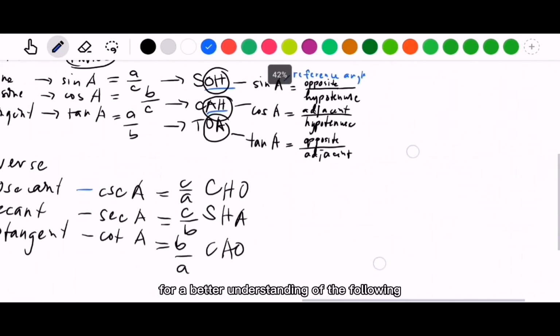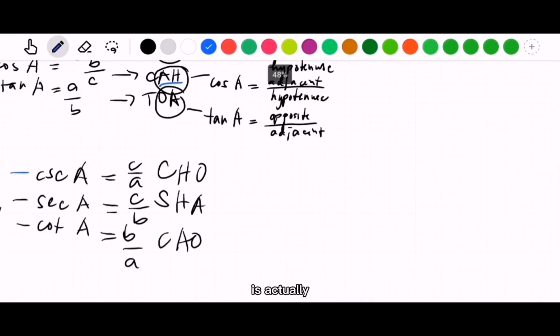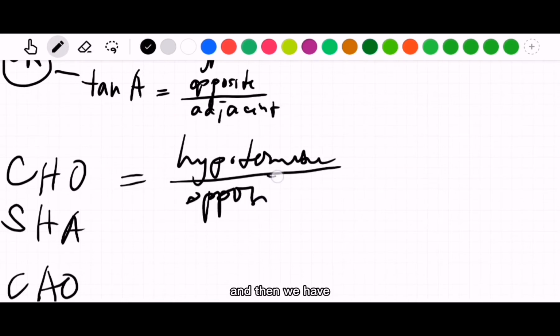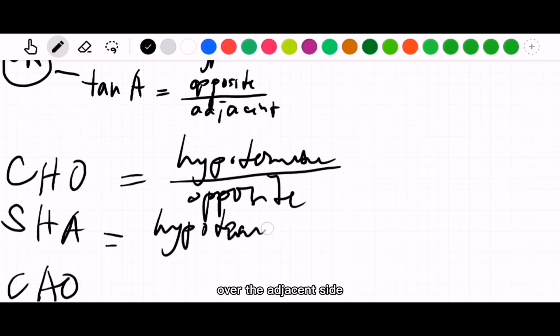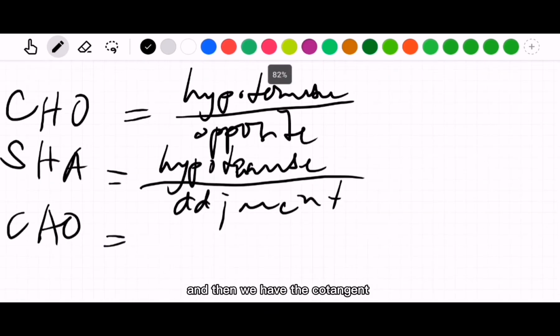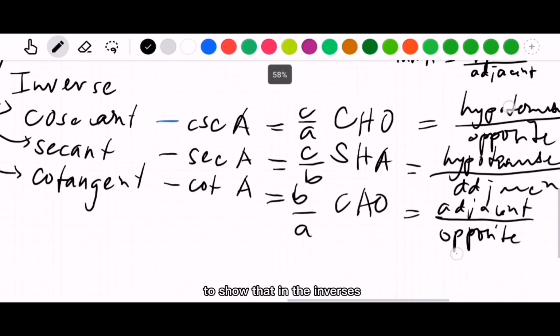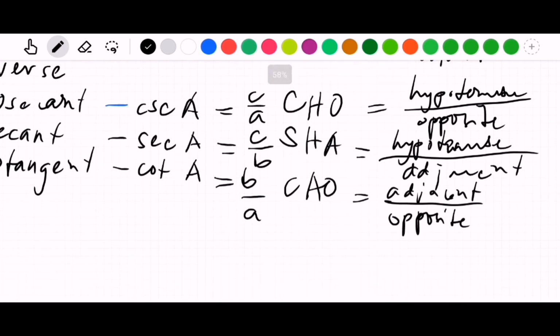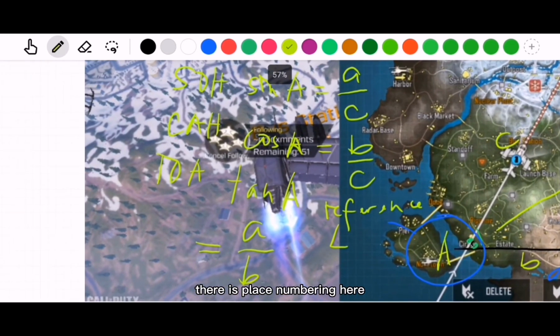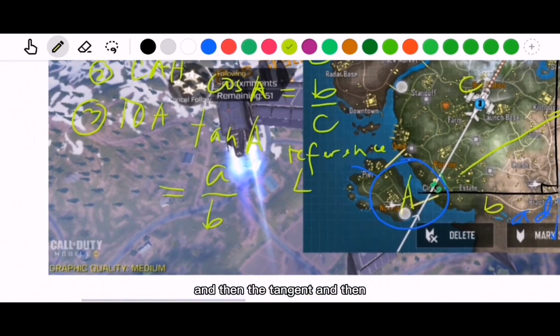For a better understanding, cosecant of A is actually the hypotenuse over the opposite side, and the secant of A is the hypotenuse over the adjacent side, and the cotangent is the adjacent side over the opposite side. So to show that in the inverses, let us place numbering here. These are the first 3 basic trigonometric ratios. So we have the SOHCAHTOA: sine, cosine, and then the tangent.